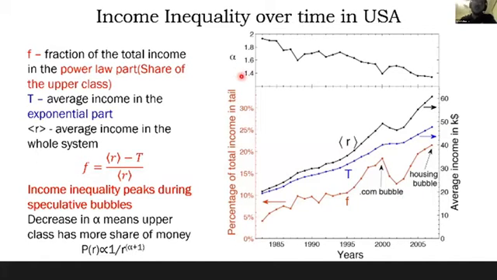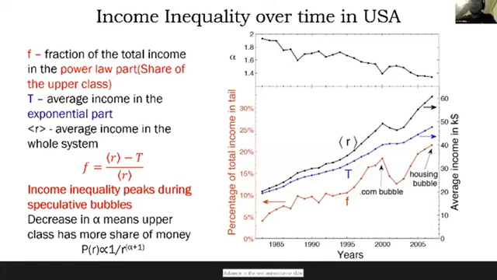And this dimensionless parameter here corresponds to the power law tail. The more it decreases, the more share of the wealth they have, which means, as you can see here, there's a trend going downwards. So income inequality is of course increasing.